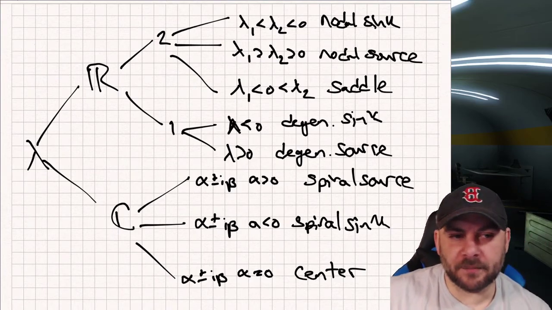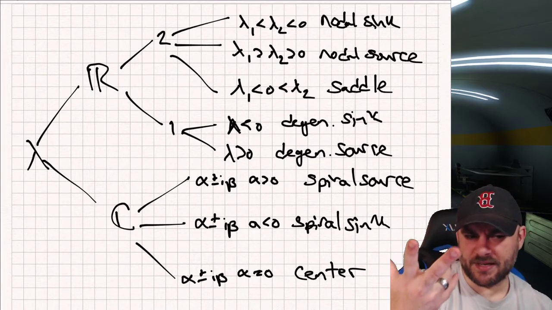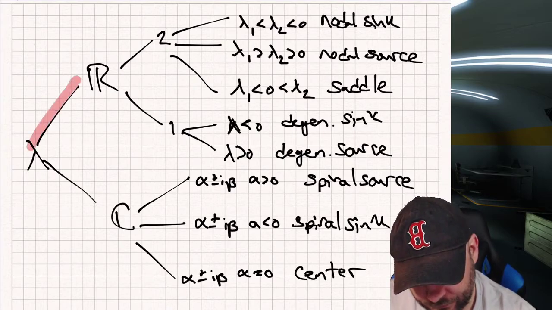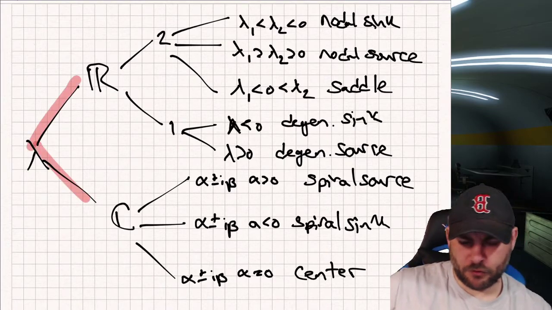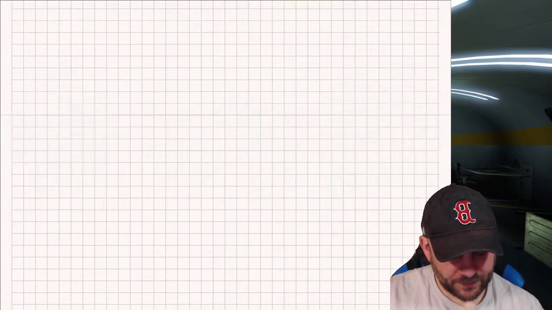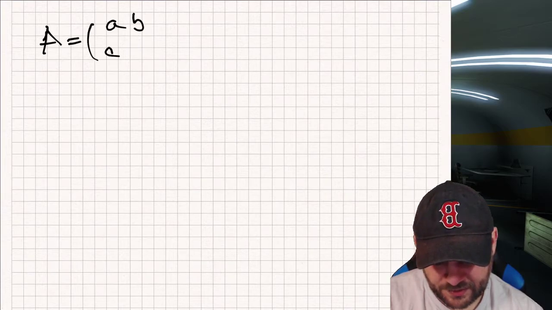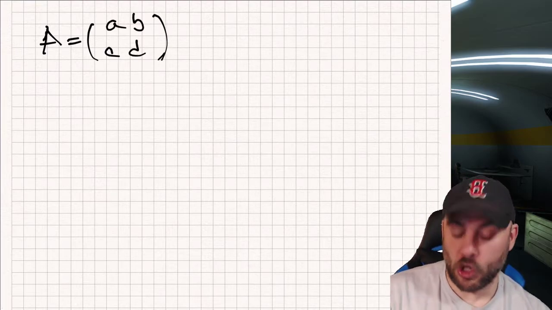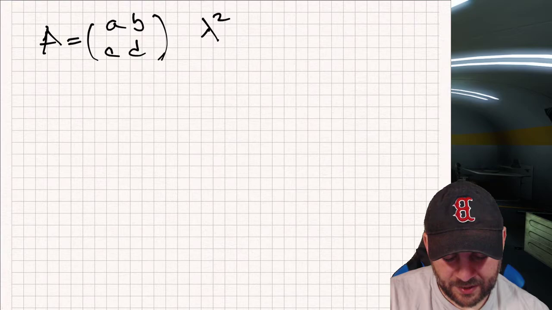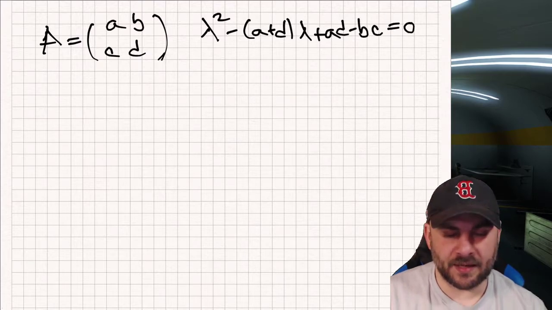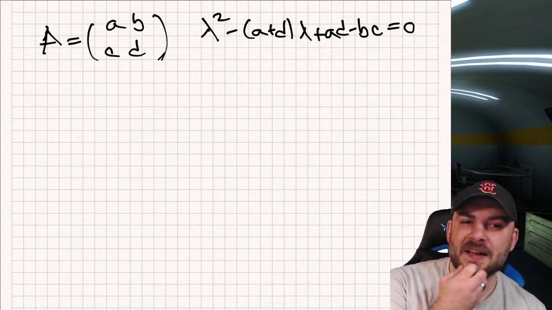Okay. This is what I want us thinking about right here. All of this stuff. So I want to tackle this first division first. Now, we all know that if A is A, B, C, D, we've done enough of these so far that we know that lambda solves this polynomial. Lambda squared minus (A plus D) lambda plus AD minus BC.